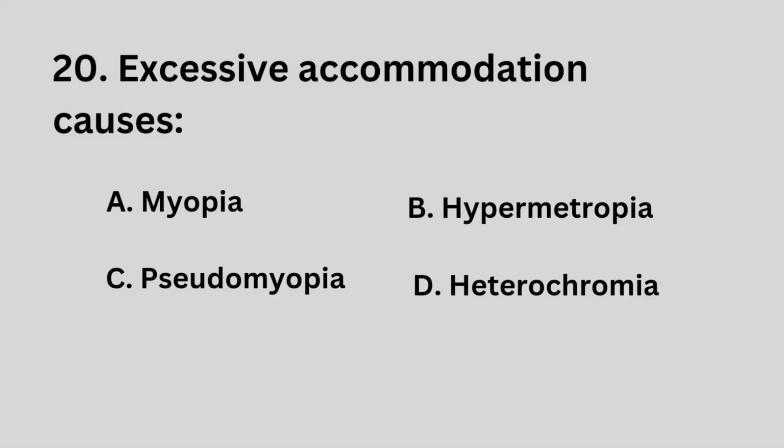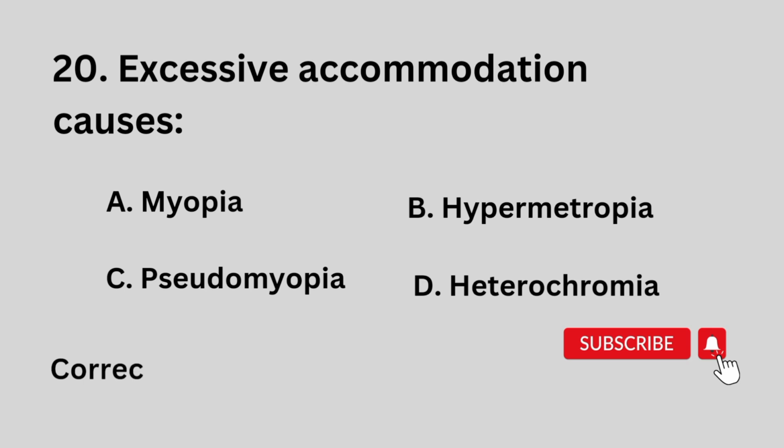Next question. Excessive accommodation causes option A myopia, option B hypermetropia, option C pseudomyopia, and option D heterochromia. Correct option is option C pseudomyopia.